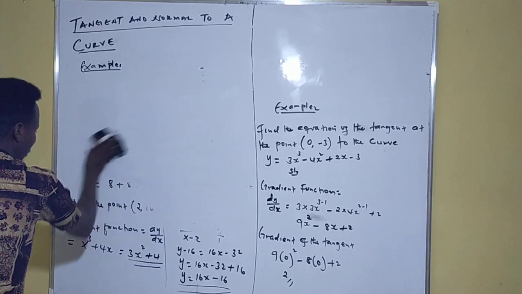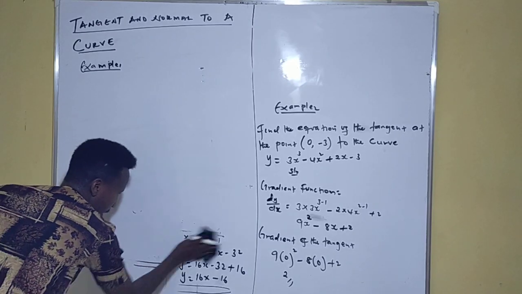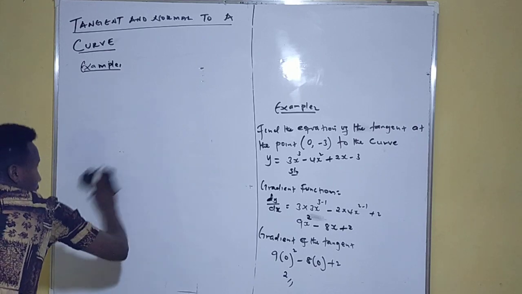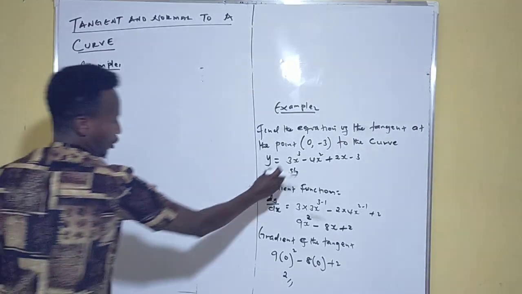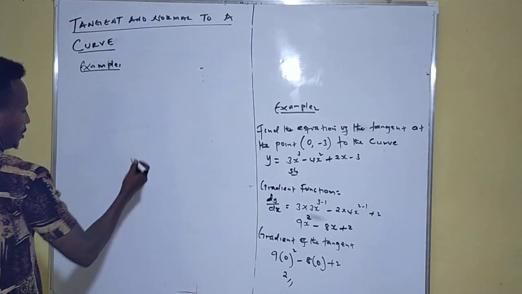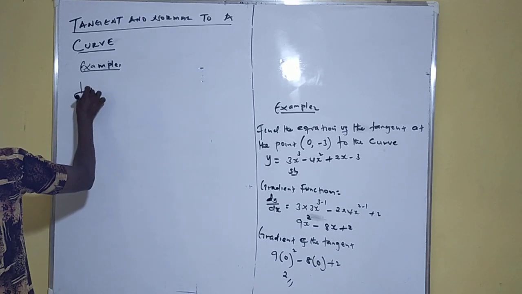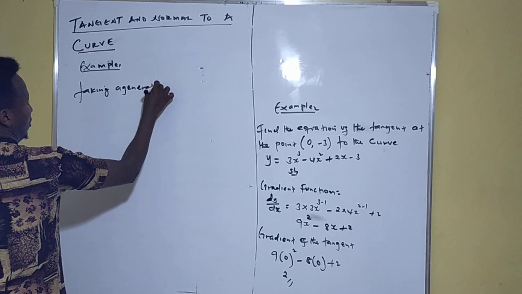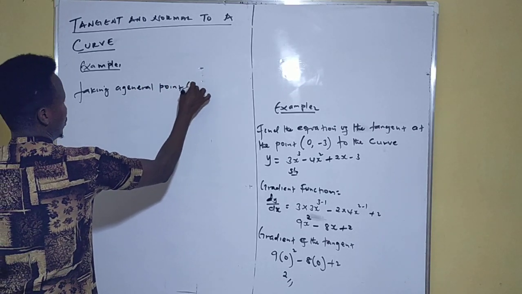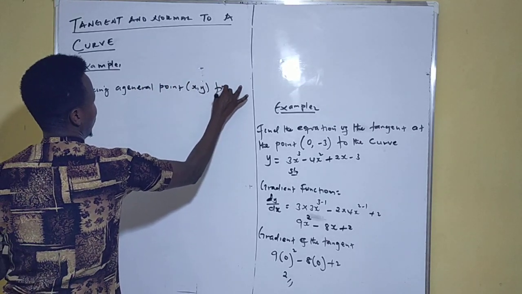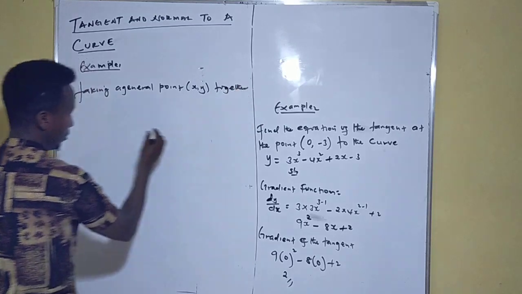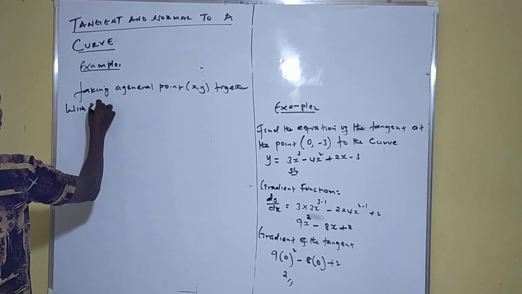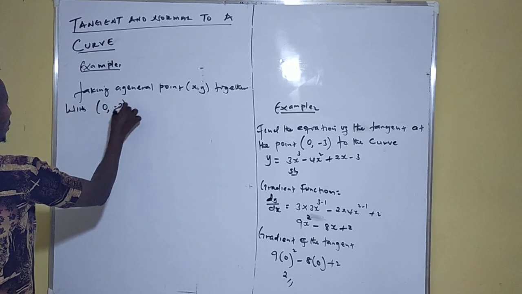Let us solve it here because we need to get a clear space so we understand this better, guys. So I have a point and the gradient of the tangent. Taking a general point, which is always (x, y), together with a point which is (0, -3).